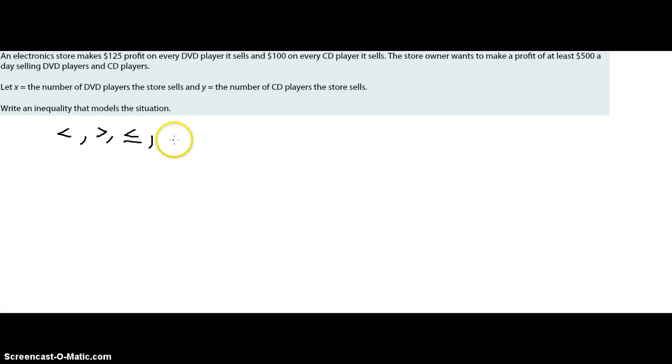Oops, that's kind of ugly. Let's erase that. Greater than or equal to sign instead of an equal sign. So it tells us here that we are going to write an inequality, so we know we're going to be using one of these signs.